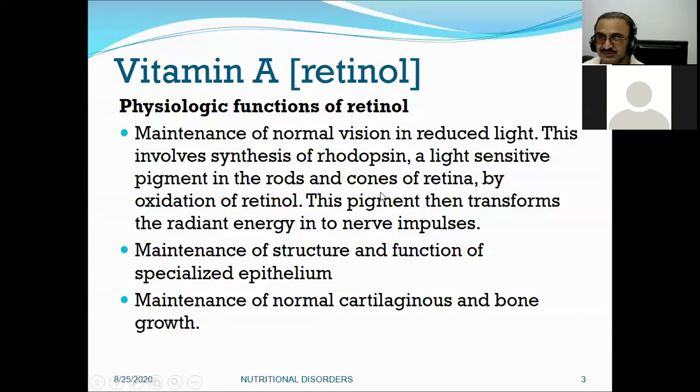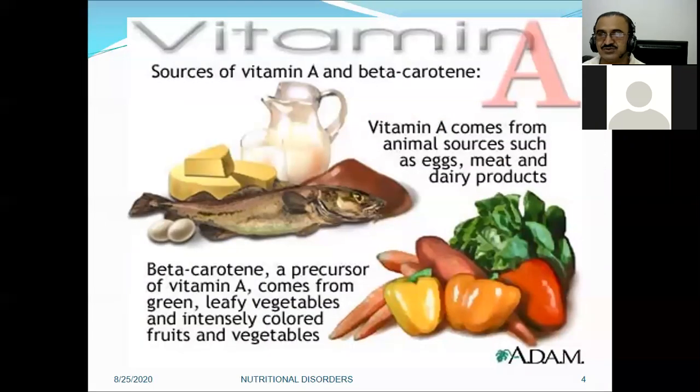So it plays a vital role in our vision. There may be night blindness due to the deficiency of vitamin A. Sources of vitamin A: which foods contain vitamin A? There are animal sources, such as eggs, meat, and dairy products, milk, fish.